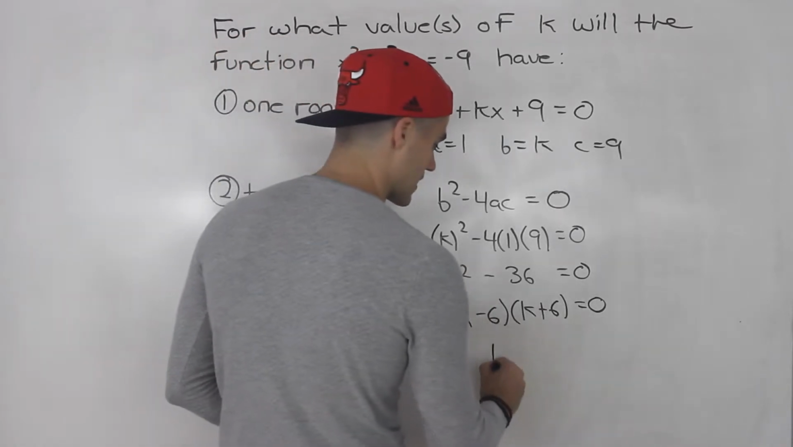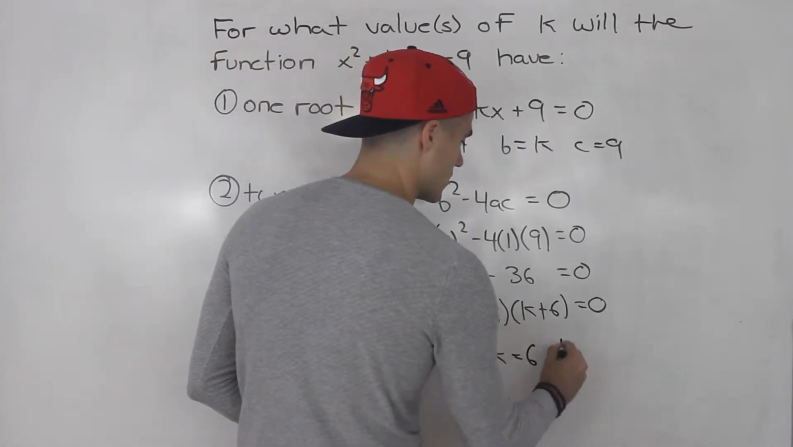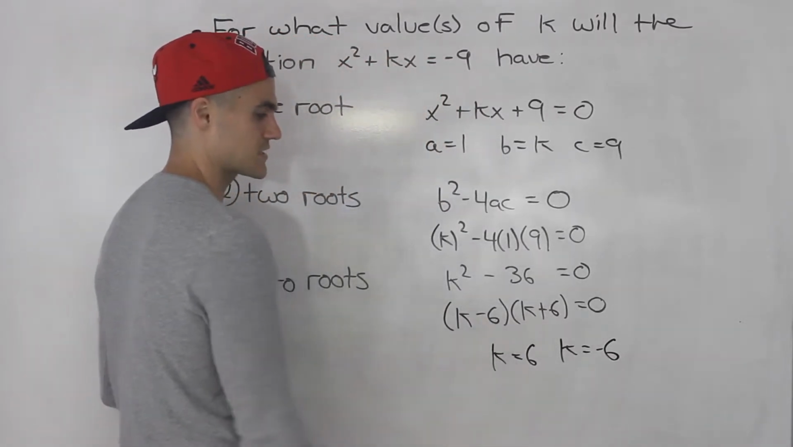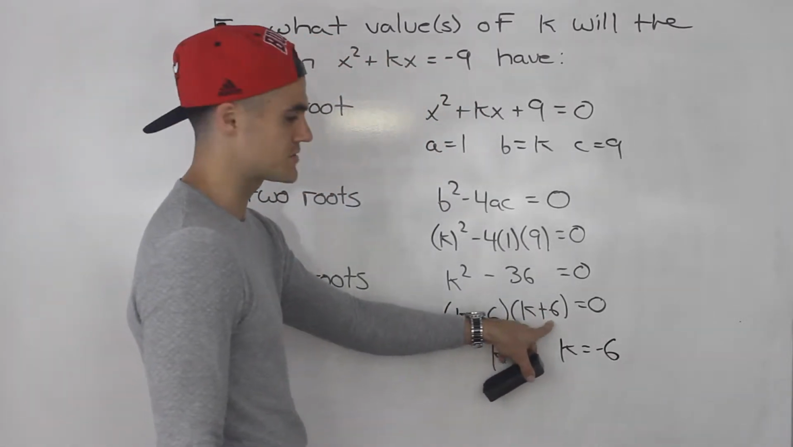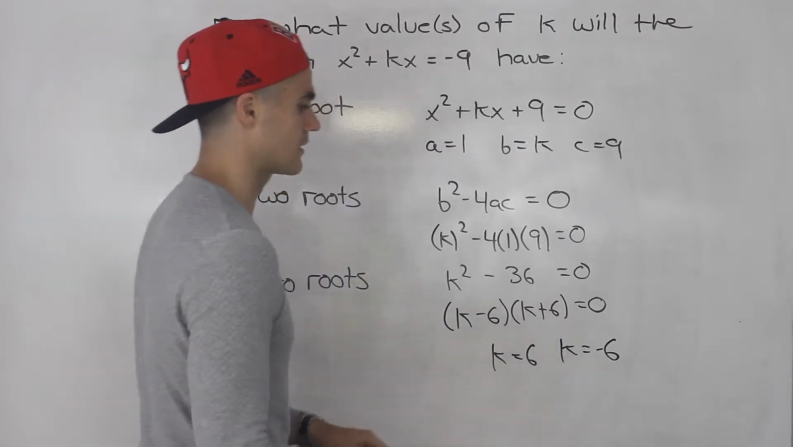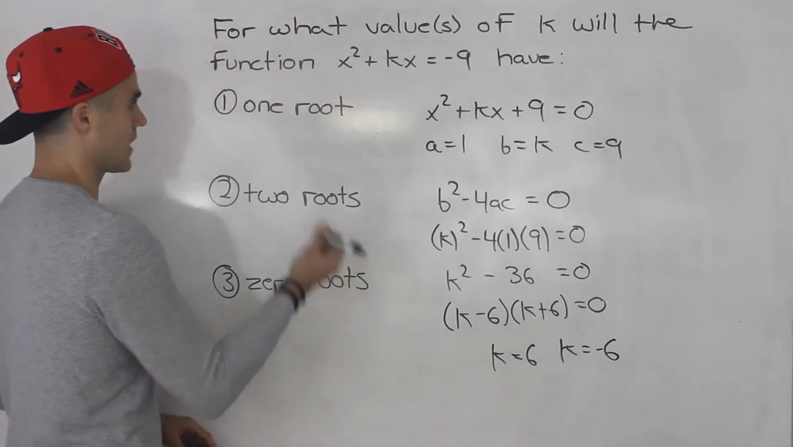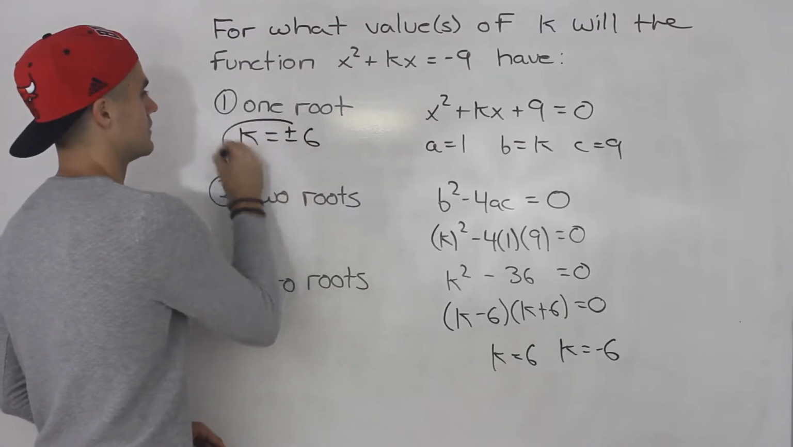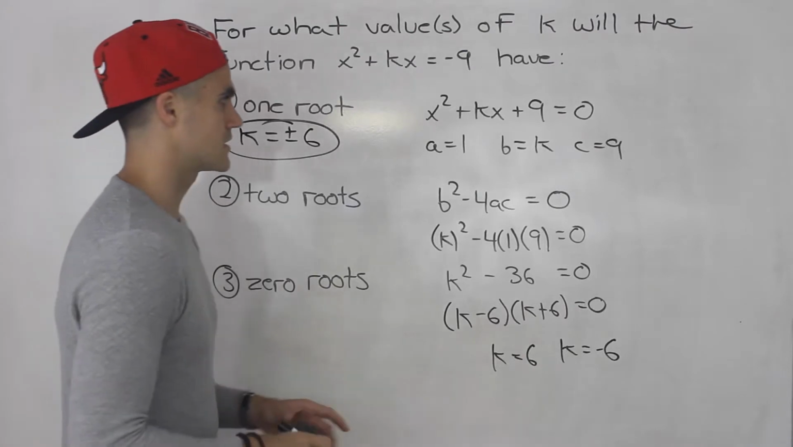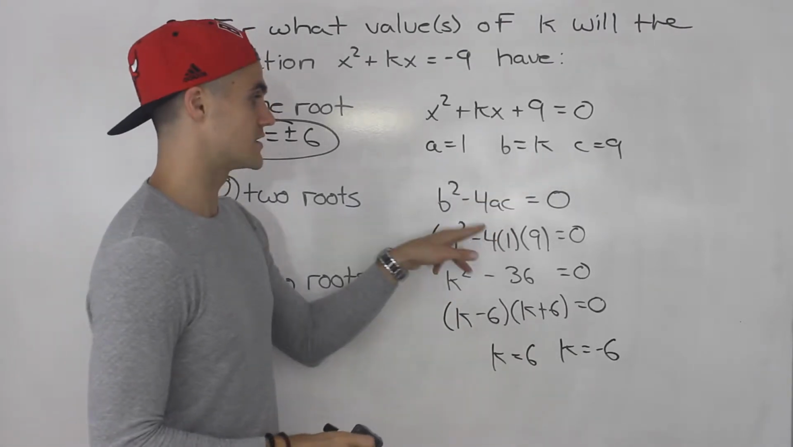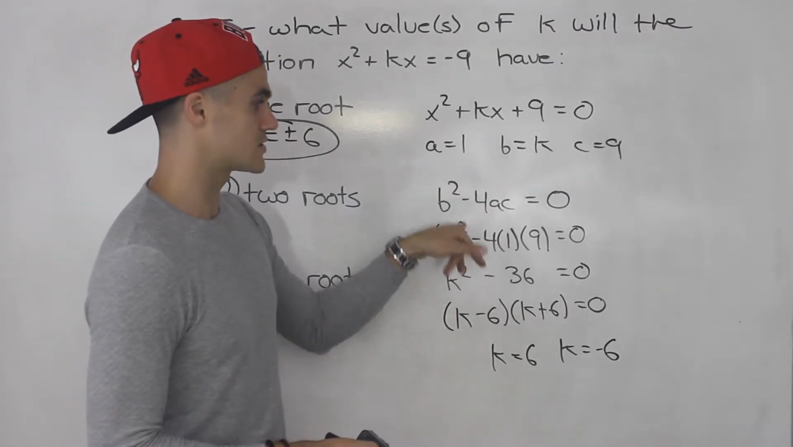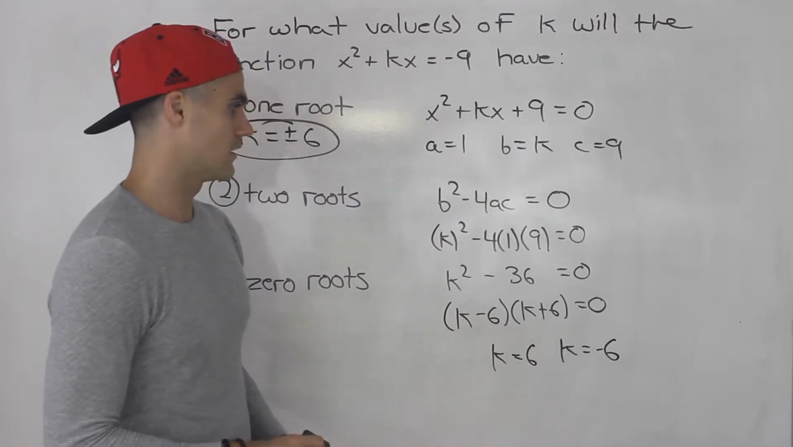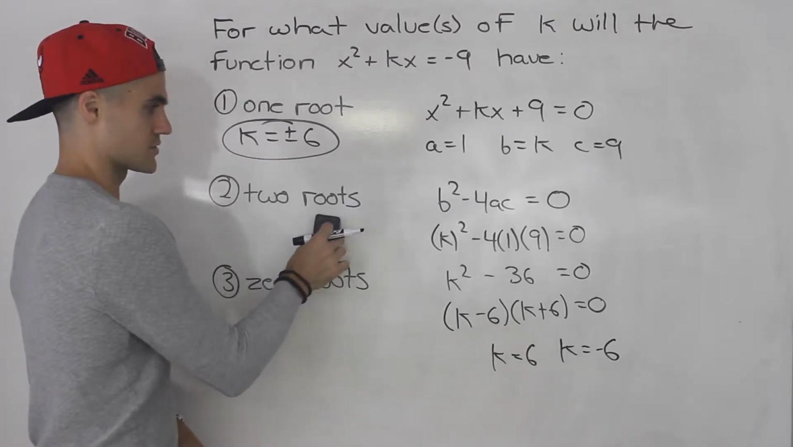So from here we could tell k is 6 or k is -6. k minus 6 equals 0, which means k is equal to 6, or k plus 6 is equal to 0, which means k is equal to -6. So those are the two answers for number 1. So k can be plus or minus 6. Because if k is 6, or -6, then the discriminant is going to be 0 every time.